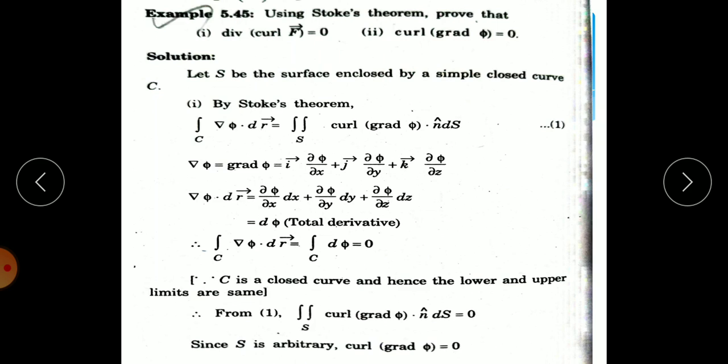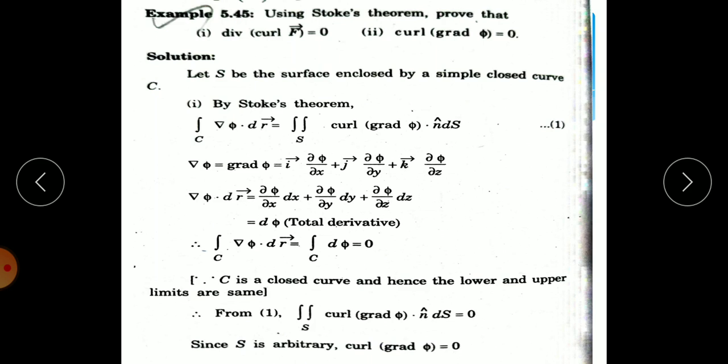Now let S be the surface enclosed by a simple closed curve, as in the definition of the Stokes theorem. Now we know the Stokes theorem: the integral over C of grad phi dot dr vector equals the double integral over S of curl grad phi dot n vector dS. Take this as the first equation.